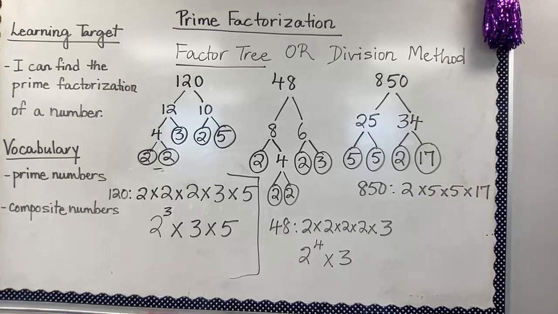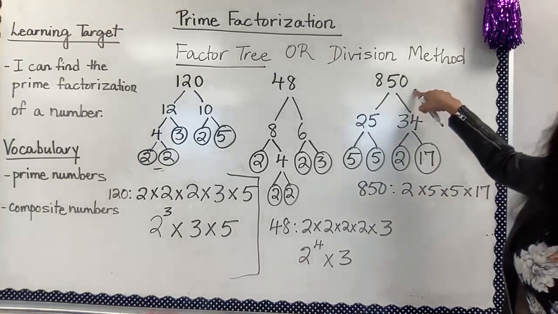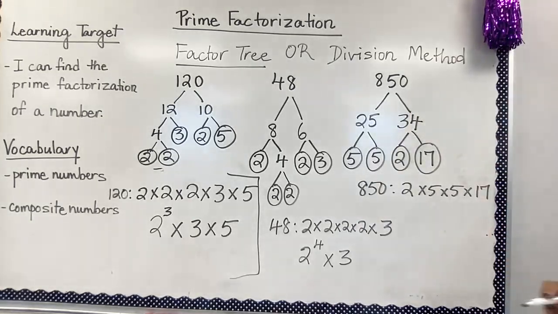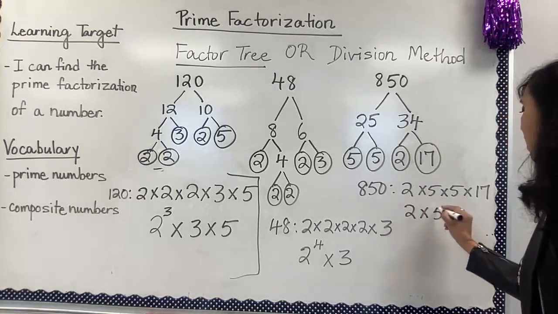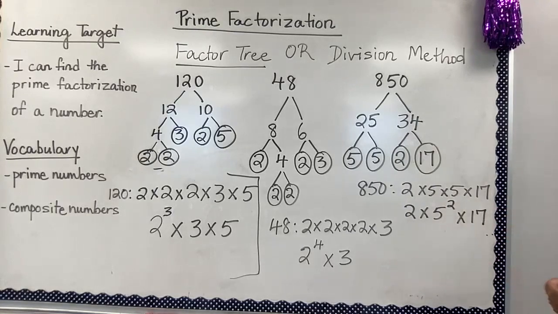Okay, and then that way, because think of this, 5 times 17 is 85, and 2 times 5 is 10, and 10 times 85 gives me 850. So same thing. All right, now I can rewrite this as 2 times 5 squared times 17, because 5 times 5 is 5 squared. So this is how we do prime factorization using the factor tree.